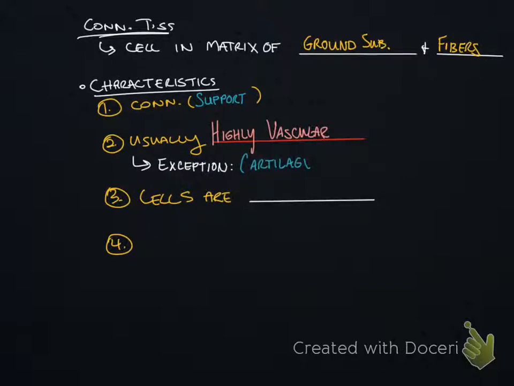Cartilage is non-vascular. And the cells are spaced far apart. That's not to say, though, that there are empty spaces in between the cells. In between the cells, we have the matrix. So the cells are far apart, and in between the cells is the matrix. And then the last characteristic is that they are very diverse. It is a pretty broad category.